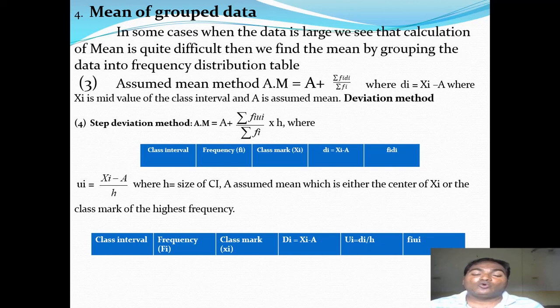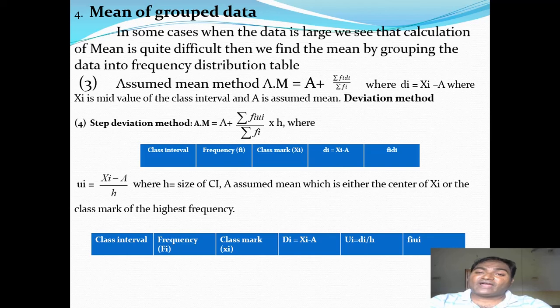Now we are going to go for the next formula which is used for grouped data. The formula which we take is a plus summation fi ui by summation fi into h. Same formula, but there is a little bit of difference. What is ui? Ui is taken as di by h.